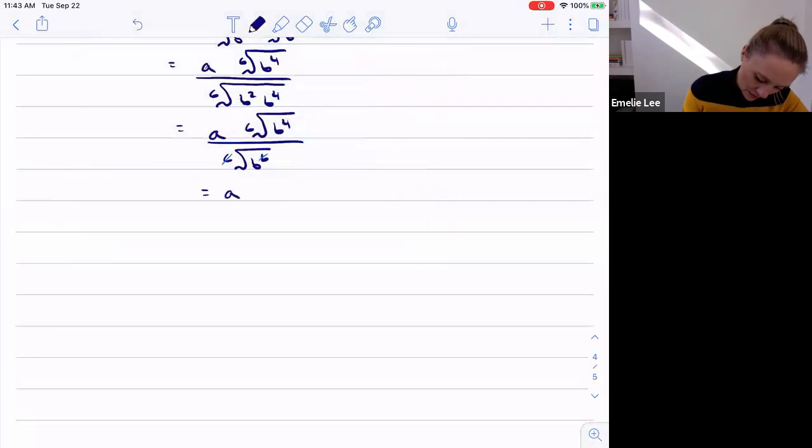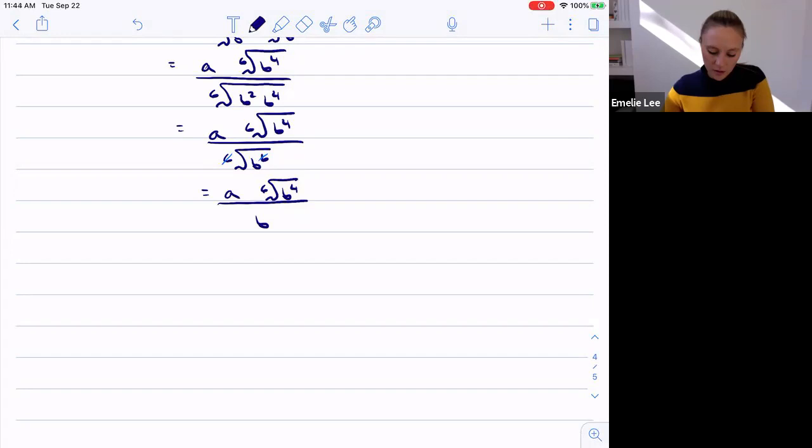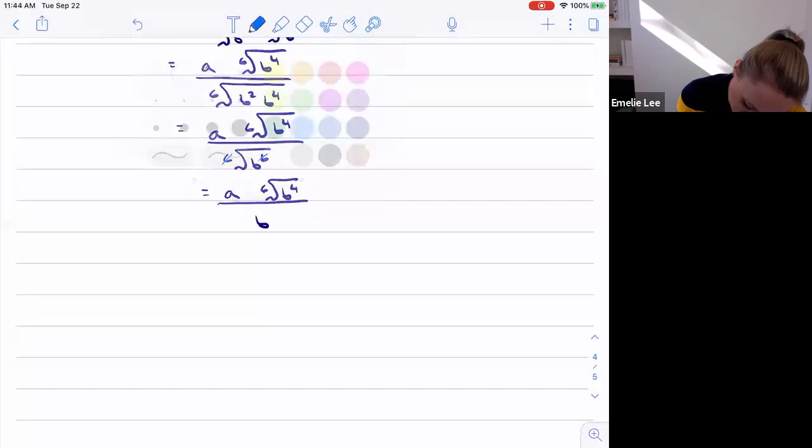So now I've got a times the 6th root of b to the 4 over b. And I don't see an easy way to simplify this any further, right? If this was b to the 3, then I could deal with 3 over 6, right? But 4 over 6, yeah, I could simplify it a little bit, but it's not going to change anything here, right? I'm still going to have a power inside and a root on the outside, so I'm just going to leave it. Good. This is now in standard form.